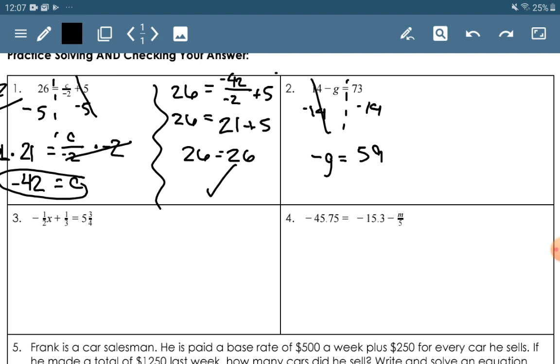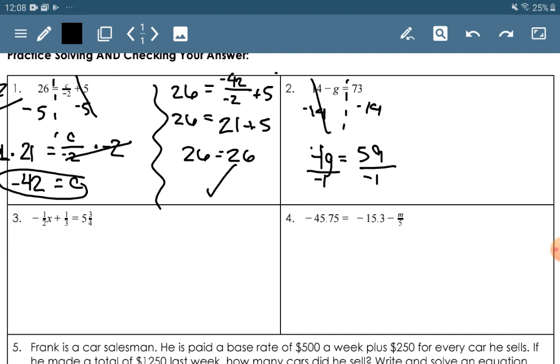And here I am not done. I don't want to know what negative g equals. I just want to know what g equals. So we've talked about this a couple times. There's no number in front of g, but when there's no number written, I can always assume it's a 1. So this is like a negative 1 times g. In order to get rid of that negative sign or that negative 1, I can use division. I can divide by negative 1 on both sides.